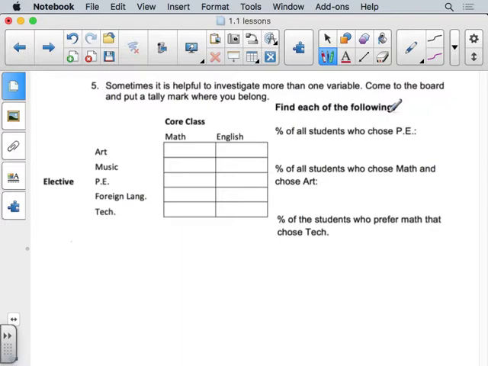I can't remember. Whoever was art, tell me math or English is your favorite. Okay. Wow. Okay. Sorry. Music. There were three of you. Which one? Give me a count. Math or English is your favorite. I'll say math. All right. There were two others of you.